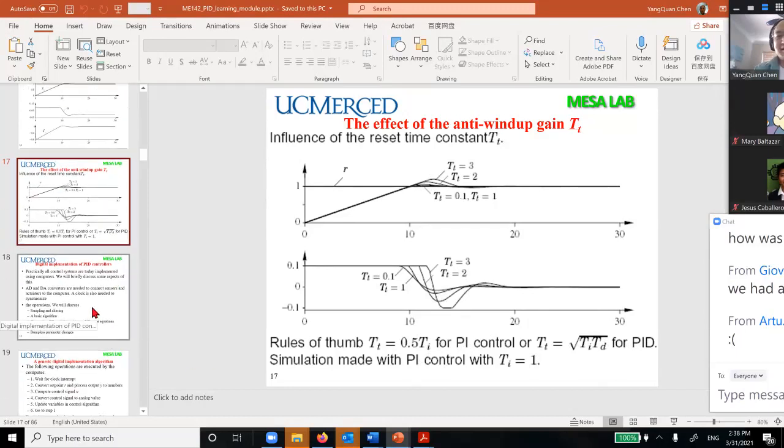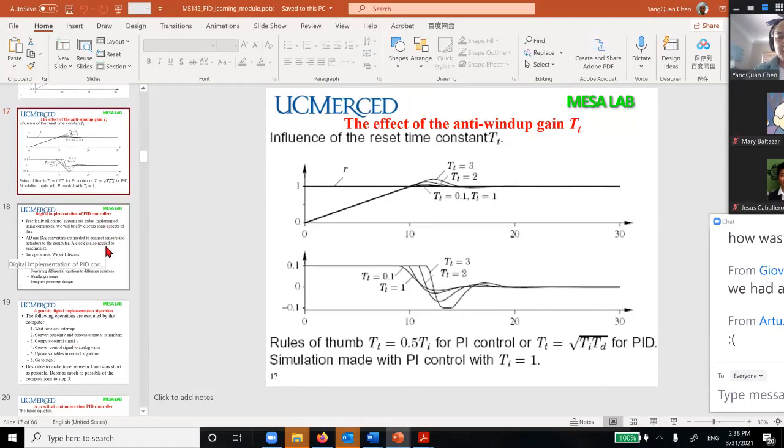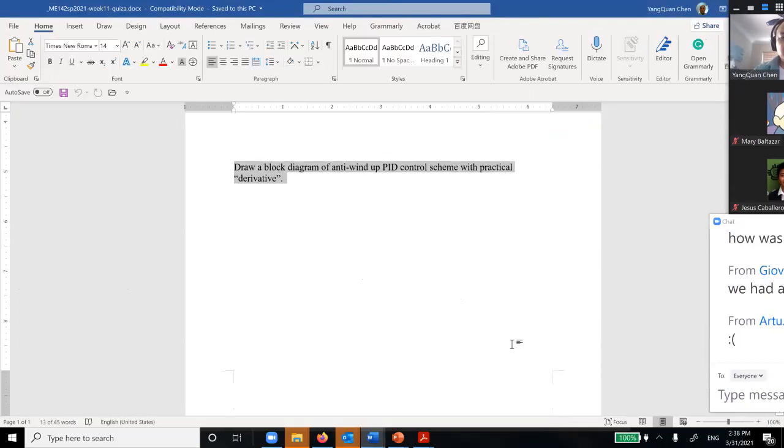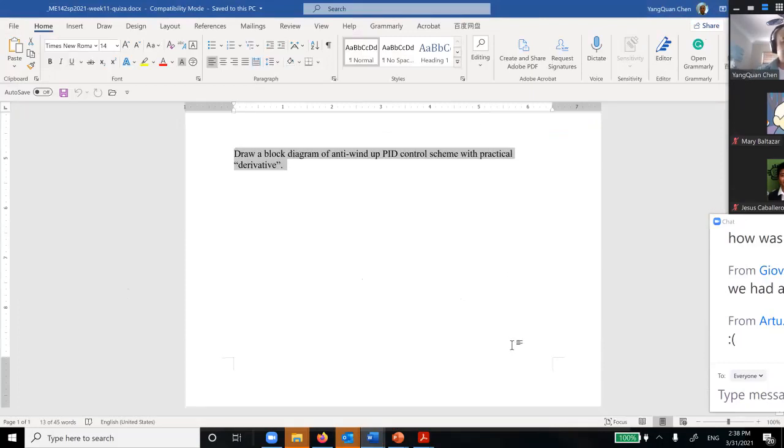So we just do some simple review. In this quiz, I want you to draw this schematic here. Basically, I hope you are going to draw something like this.